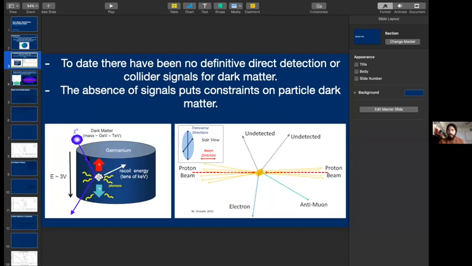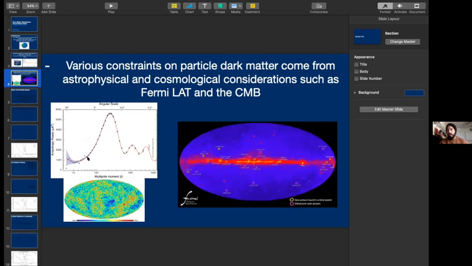Here I have a diagram that shows direct detection and also a diagram on the right that shows collider searches. To date, there have been no definitive signals from these types of searches, and in the absence of a signal, this also puts constraints on dark matter particle models. But today I want to focus in particular on indirect detection, and in particular on Fermi-LAT data, which I have a picture of on the right. The Fermi-LAT data is essentially just a gamma ray spectrum of the sky.